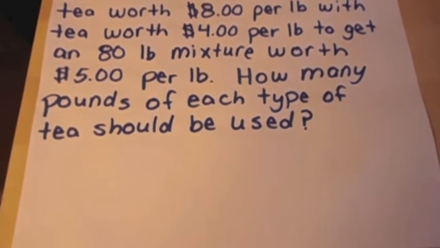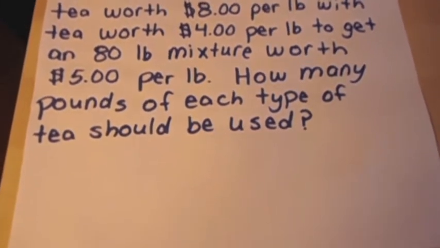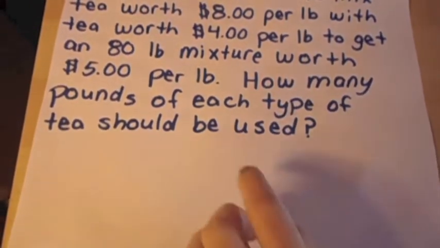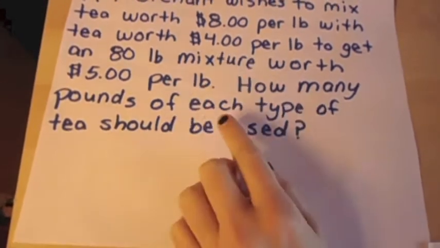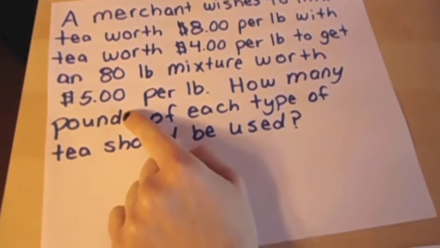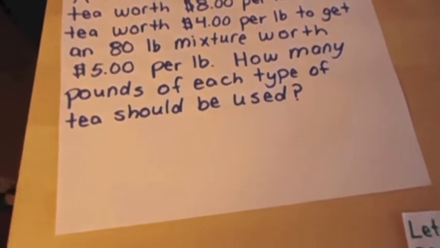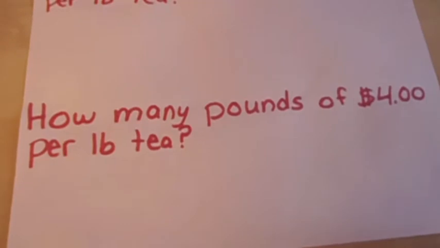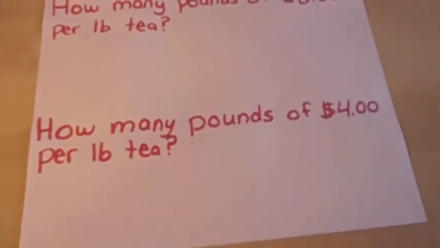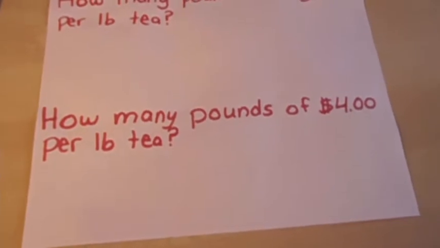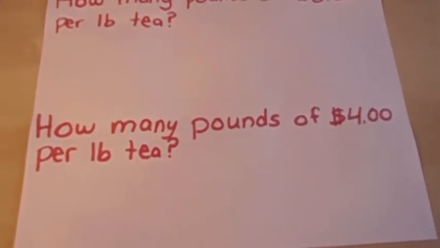So for this problem, we know that there's some quantity of $8 per pound tea that I'm going to mix with some quantity of $4 per pound tea to get an 80-pound mixture that's worth $5 per pound. So we have to figure out what the unknowns are. The two questions we want to answer are how many pounds of $8 per pound tea and how many pounds of $4 per pound tea. These are the two questions that we need to answer.